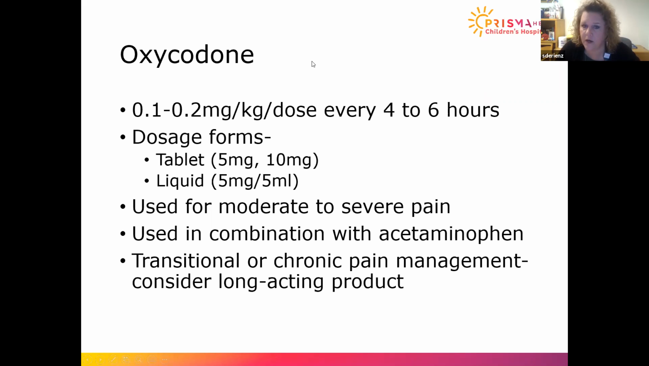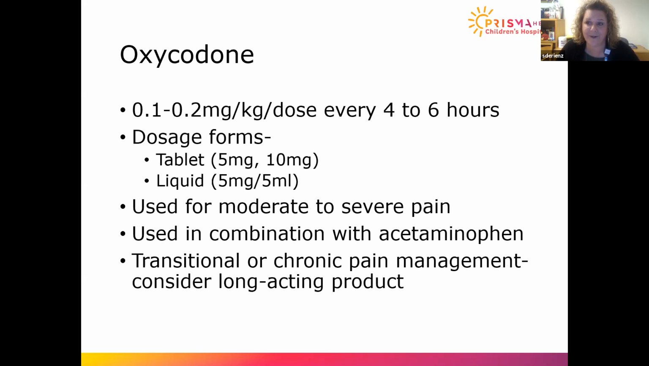So oxycodone is again something that we commonly use here in the Children's Hospital for pain management, most likely in our sickle cell population, but you can see it sometimes in some of our other chronic conditions and some of our post-procedural or surgery patients. The dose typically is 0.1 to 0.2 mg per kg. Again, it's most likely you're going to start at that lower dose range for patients, especially those that are narcotic naive. So the dosage forms that we have for the short acting products are the tablet or liquid.